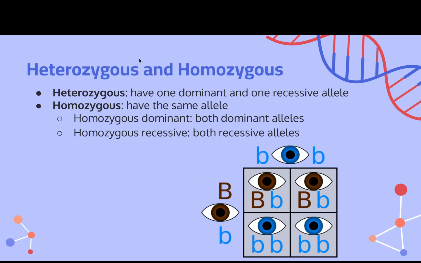Now, before we talk about how this works in modern terms, we're going to talk about heterozygous and homozygous. Heterozygous is when you have one dominant and one recessive allele, and homozygous is when you have the same allele. You can have homozygous dominant or homozygous recessive. Homozygous dominant means both of them are dominant alleles, and homozygous recessive is when you have both recessive alleles. So in this case, that's a heterozygous allele pair, and that's a homozygous recessive allele pair.